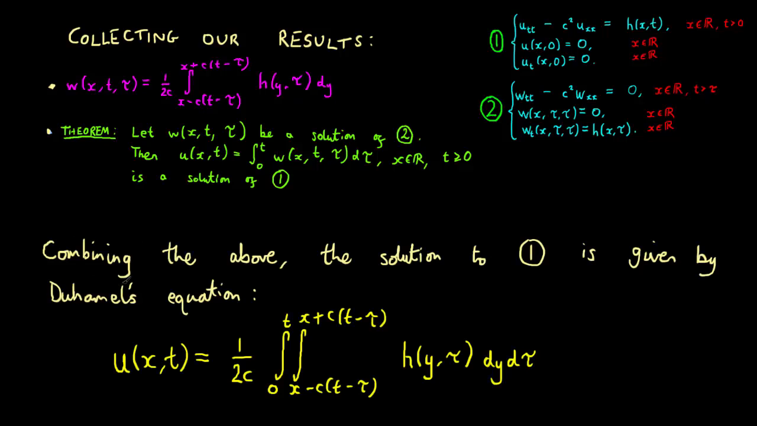Okay, so here is the result. All we've done to get this is integrated this expression in pink at the top with respect to tau between 0 and t. So we've got 1 over 2c times the integral from 0 to t d tau of this function here, what we call w. So the integral from x minus c(t minus tau) to x plus c(t minus tau) of h(y, tau) dy. Okay, so that now completes the proof and we've derived Duhamel's equation.